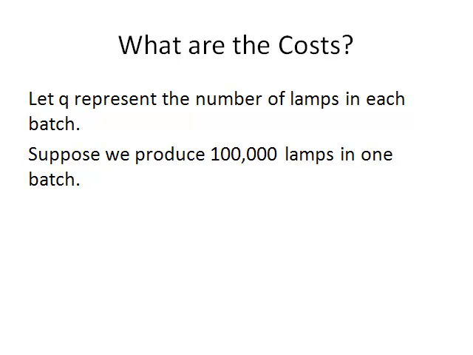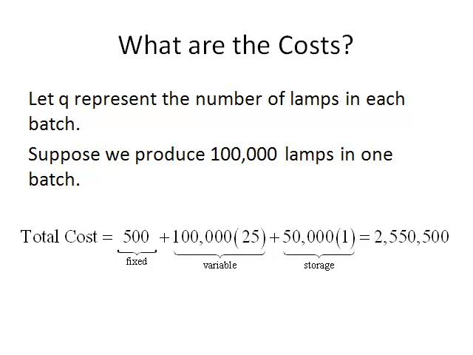As a first example, let's find the cost to produce all 100,000 lamps in a single batch. The total cost consists of 3 terms. It costs $500 to set up the single batch, 100,000 times 25 to produce the lamps, and 50,000 times 1 to store an average of 50,000 units for a year. This gives a total cost of $2,550,500.